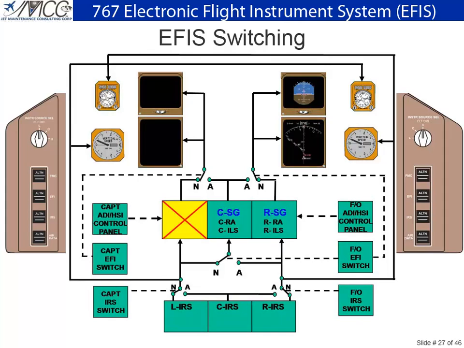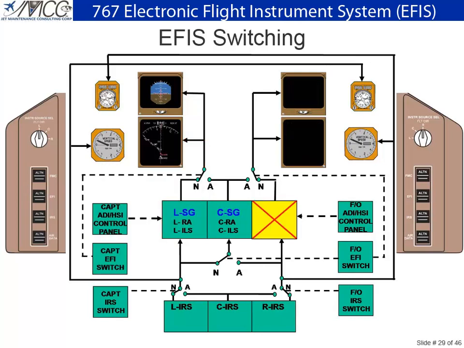In this instance, the left symbol generator has failed. Pressing the left alternate EFI switch selects the center symbol generator to the left side. In this example, the right symbol generator has failed. Pressing the right alternate EFI switch selects the center symbol generator to the right system. Note that the right inertial reference system is also selected to the center symbol generator.